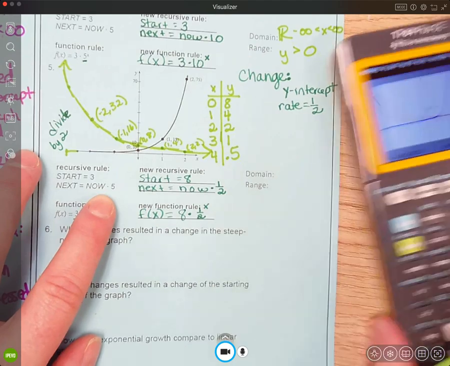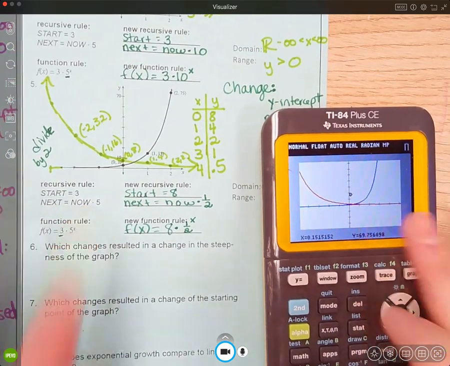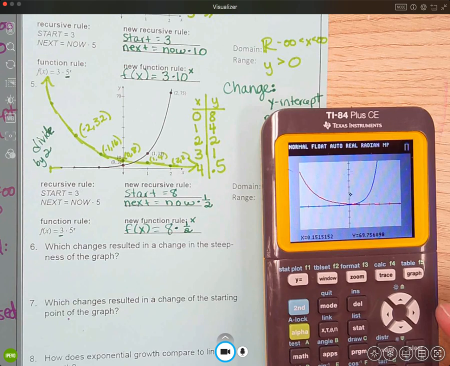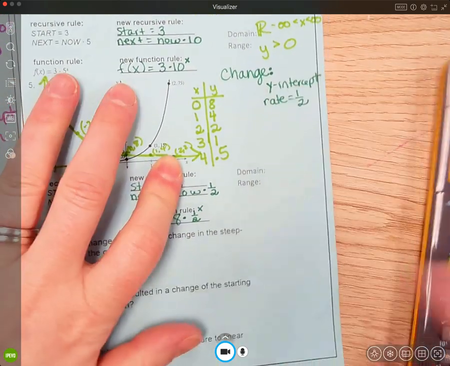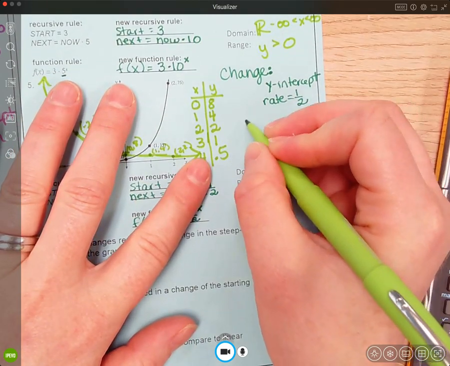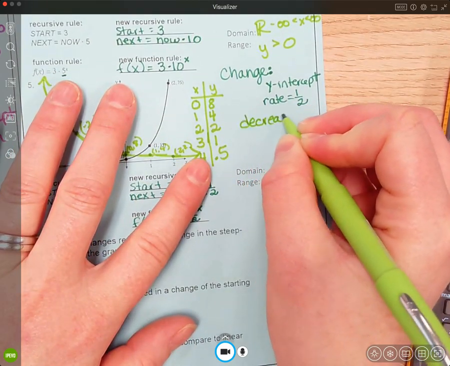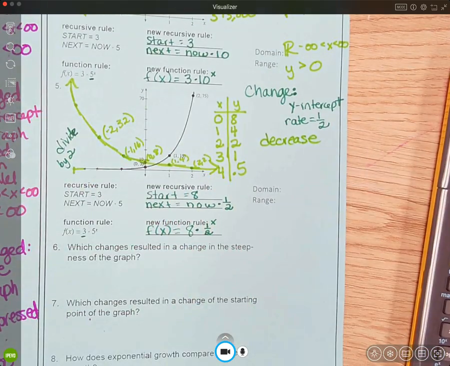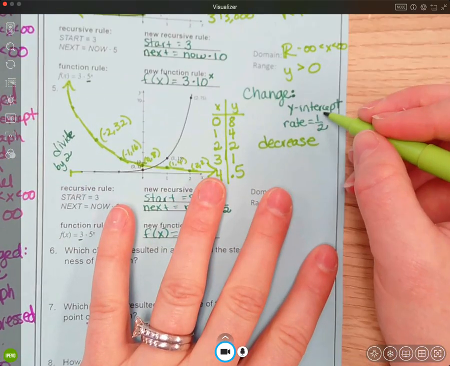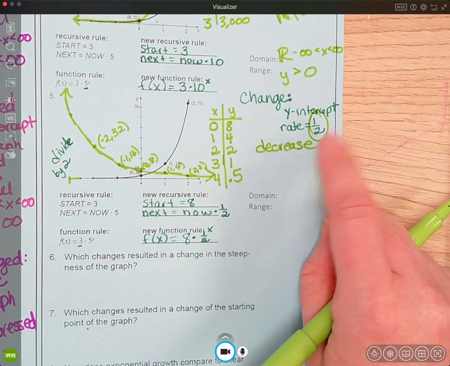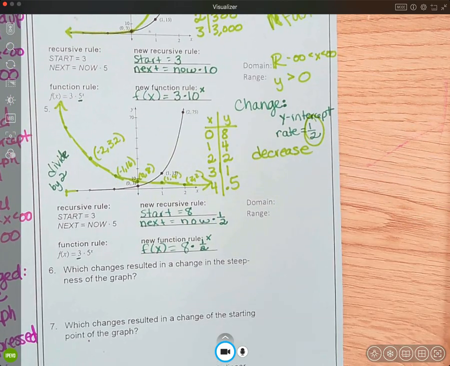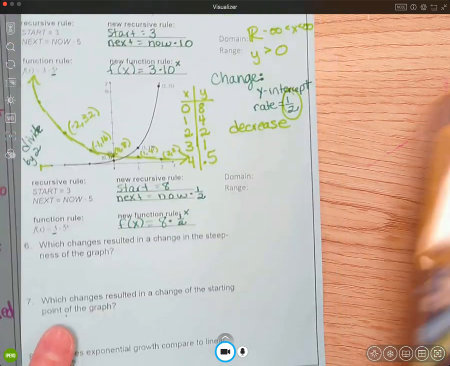All right, so what happened? How is this one different from all the other ones? Because it went down. It went the other way. So it's more of a decrease rather than increase on all these. And the only thing we changed that was different from anything else was this half, that being less than 1. That caused it to be a decrease.